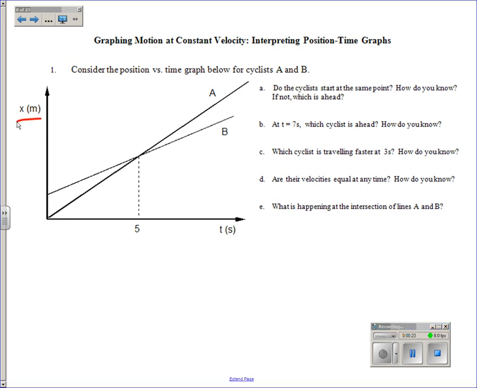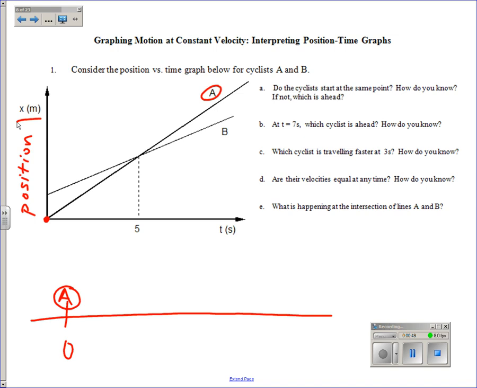On the y-axis, or vertical axis, we actually have the variable x, which you'll recall from the last VODcast stands for position. What you should be able to imagine by looking at this is where the cyclists are on a number line. Here's our point 0, 0. One of the cyclists, cyclist A, starts at position 0. The other cyclist, cyclist B, starts a little bit in front. We don't know where exactly, but a little bit in front of A.